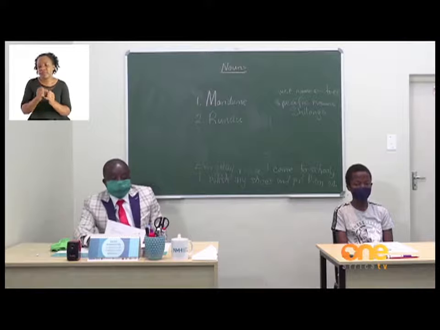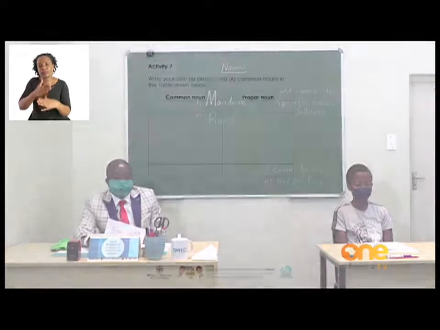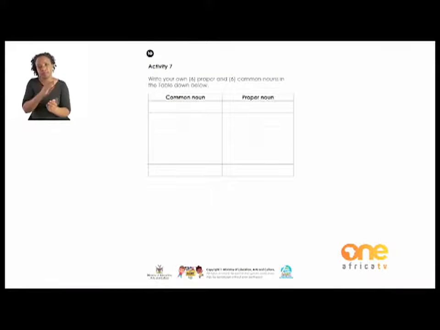Last but not least, let's go to page 10, which is activity number 7. It says, write your own 6 proper and 6 common nouns in the table down below. Right.